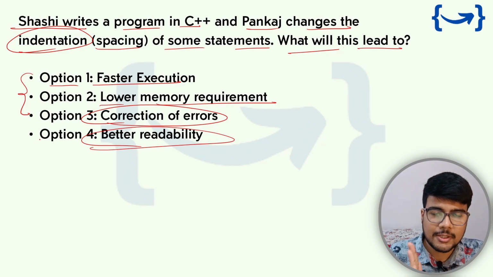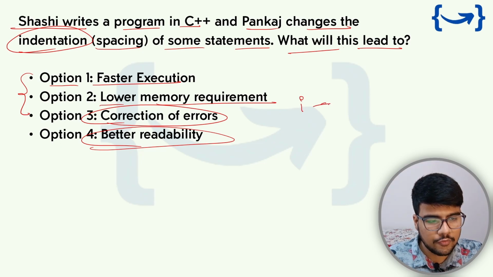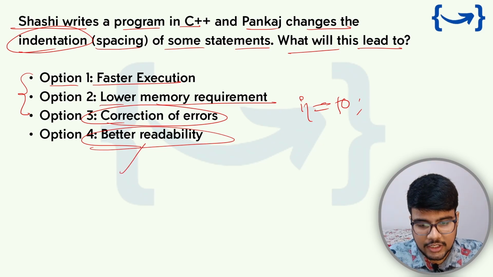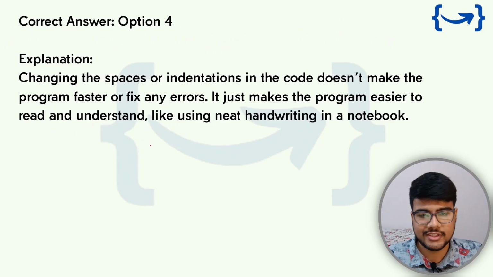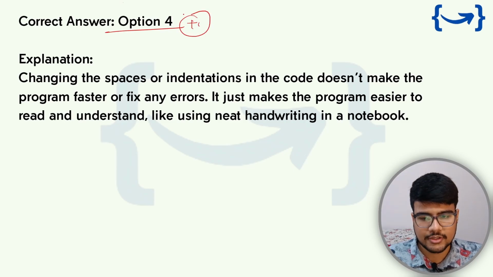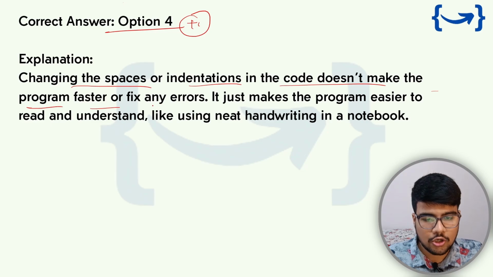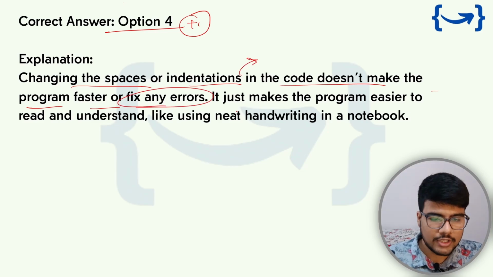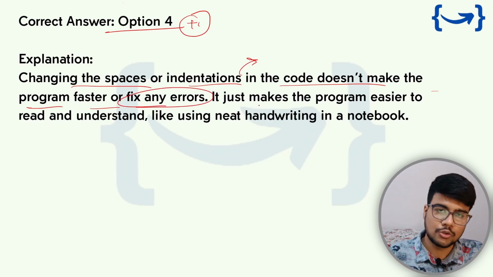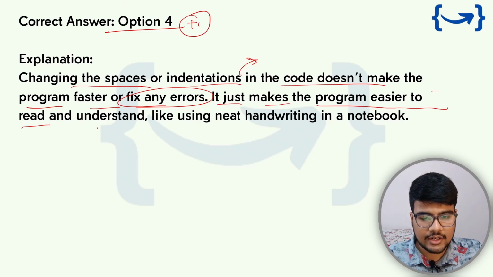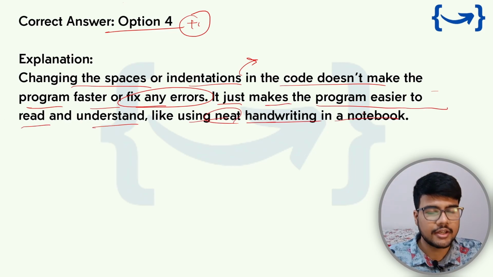But if you put some spaces between everything, like if you are from C++, if you write equals to 0 with space between it, then have a space, then have a space. What it will do is not create an error, but it will create better readability. So option 4 is the right option. Press 1 mark if you marked this question right. Changing the spaces of indentation in the code doesn't make the program faster or fix any errors. It is totally dependent on the language, but the question doesn't state it, so you can apply layman thinking. It just makes the program easier to read and understand, like using neat handwriting in a notebook.